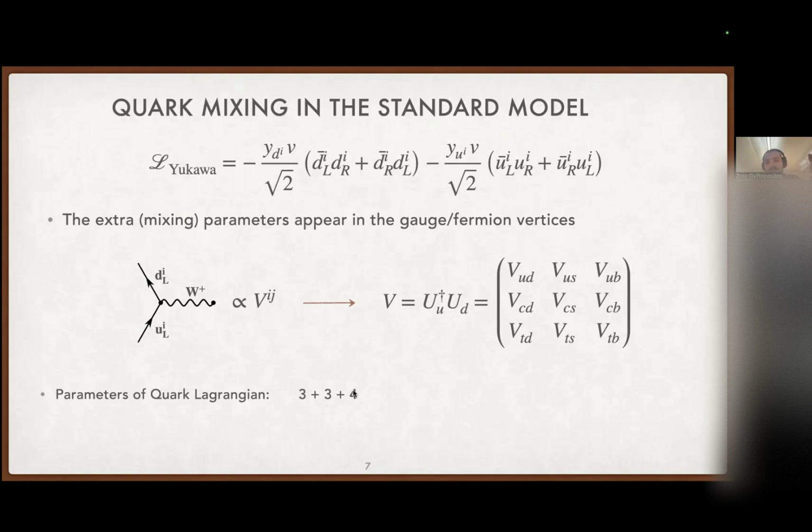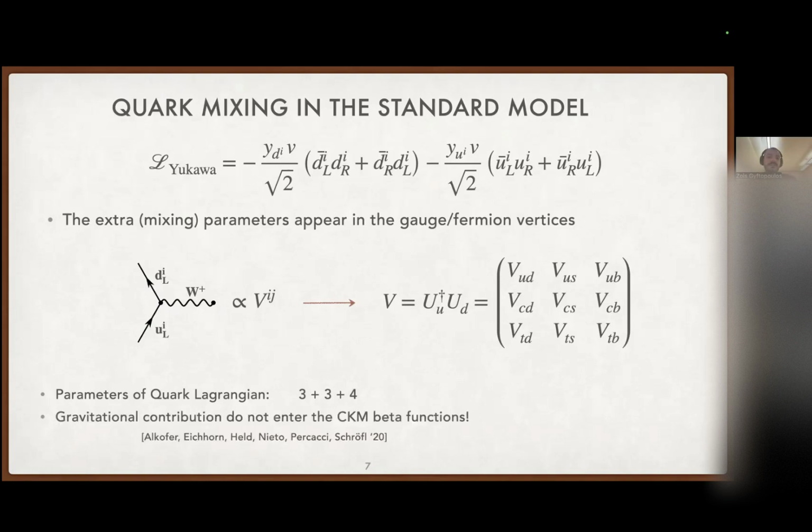The most crucial part that I want you to take from this is that the gravitational contributions do not enter the one-loop flows of these mixing parameters, and the gravitational contribution only sees the mass parameters. And this is, of course, because the gravitational contribution does not really see any mixing effects at the fundamental level.